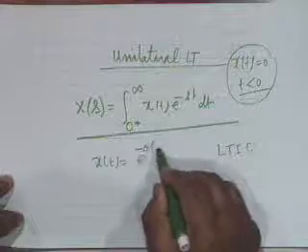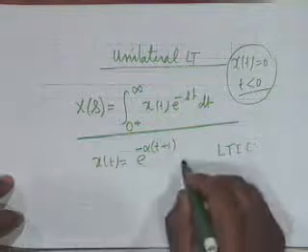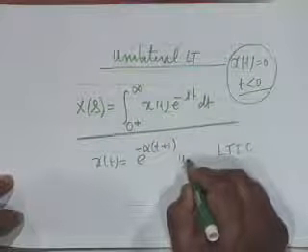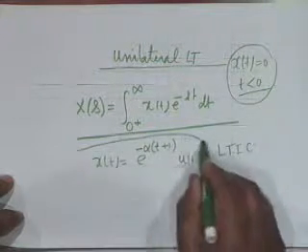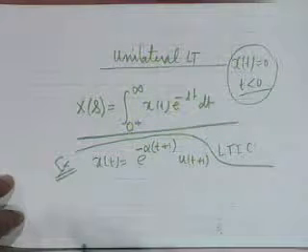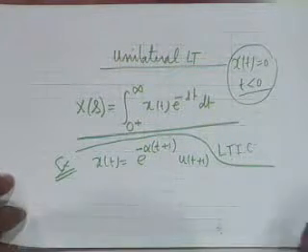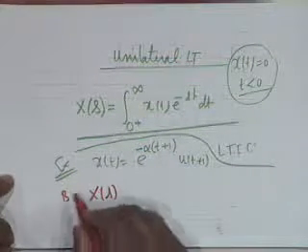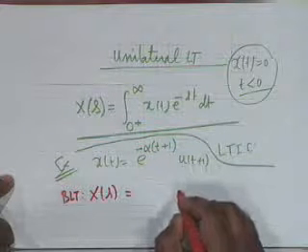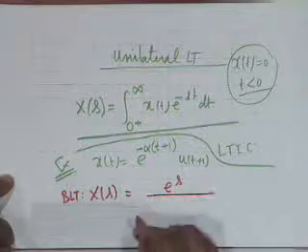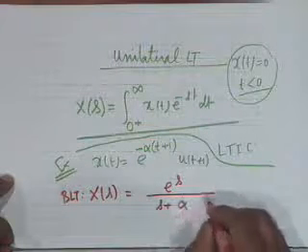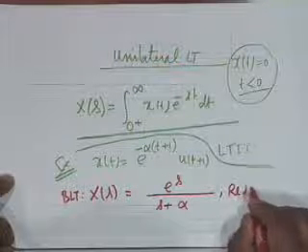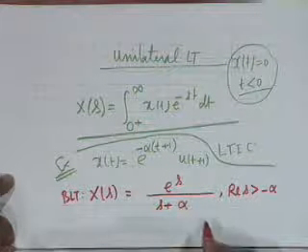Let us take this same example, e to the minus alpha t plus 1, u of t plus 1. Let us take this particular function. Then we know what its bilateral Laplace transform is, BLT. We know what it is, we have just done this. This will be e to the s divided by s plus alpha. We did it for alpha equal to 1, okay. Real s greater than minus alpha, alright.